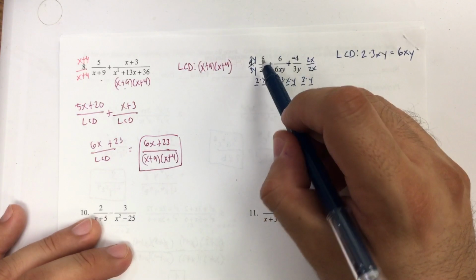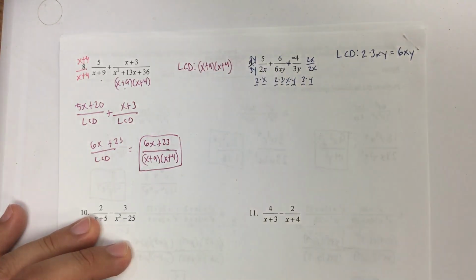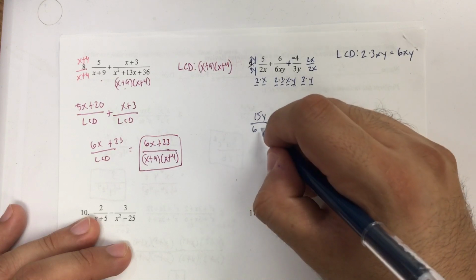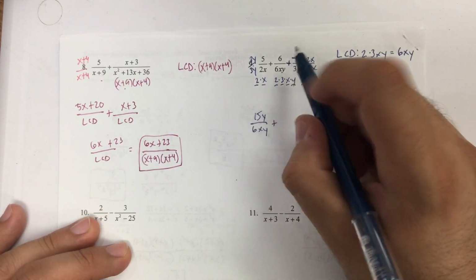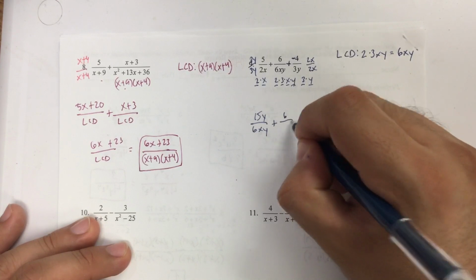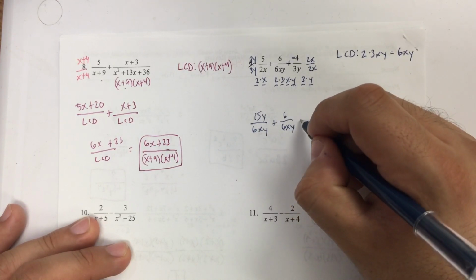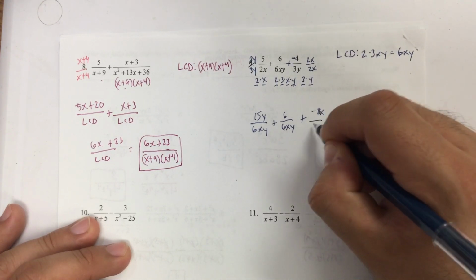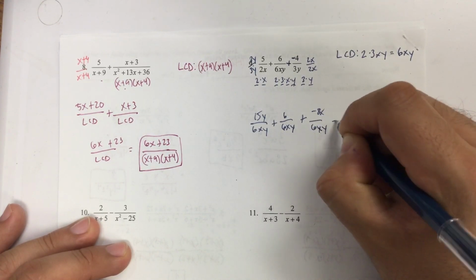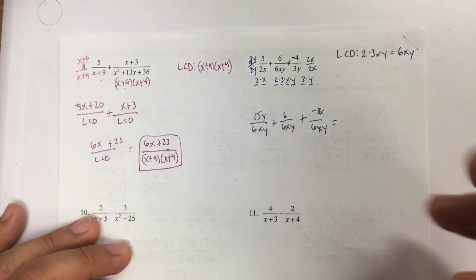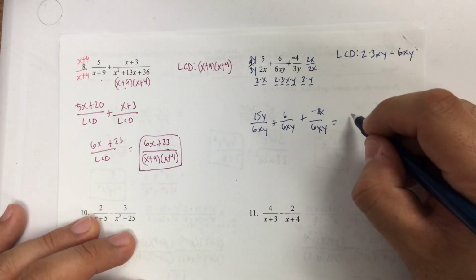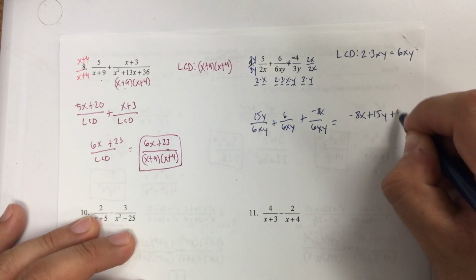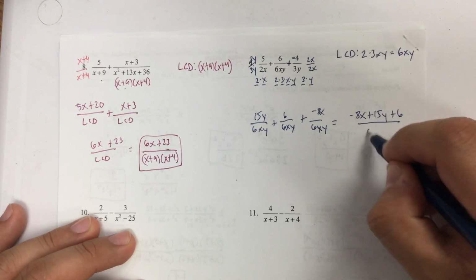Okay, from here, we're going to multiply. 3y times 5 is going to be 15y over the LCD, and this one's pretty short, so I'm just going to write 6xy, plus, this one didn't need anything, so 6 over 6xy, plus negative 4 times 2x is negative 8x over 6xy. Now I look to see if I can combine like terms. None of these are the same, so I'm just going to put them in alphabetical order. Negative 8x plus 15y plus 6 over 6xy.